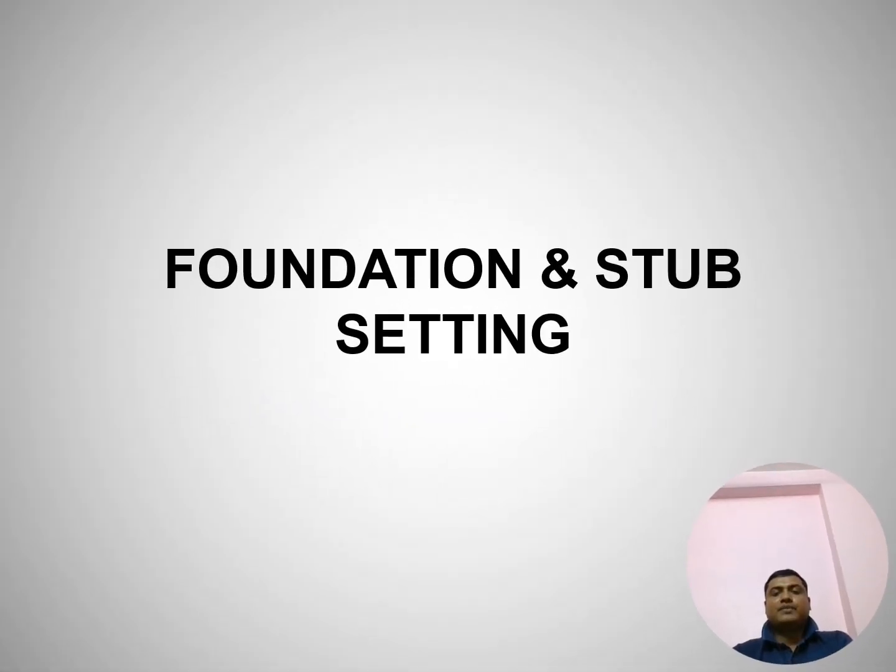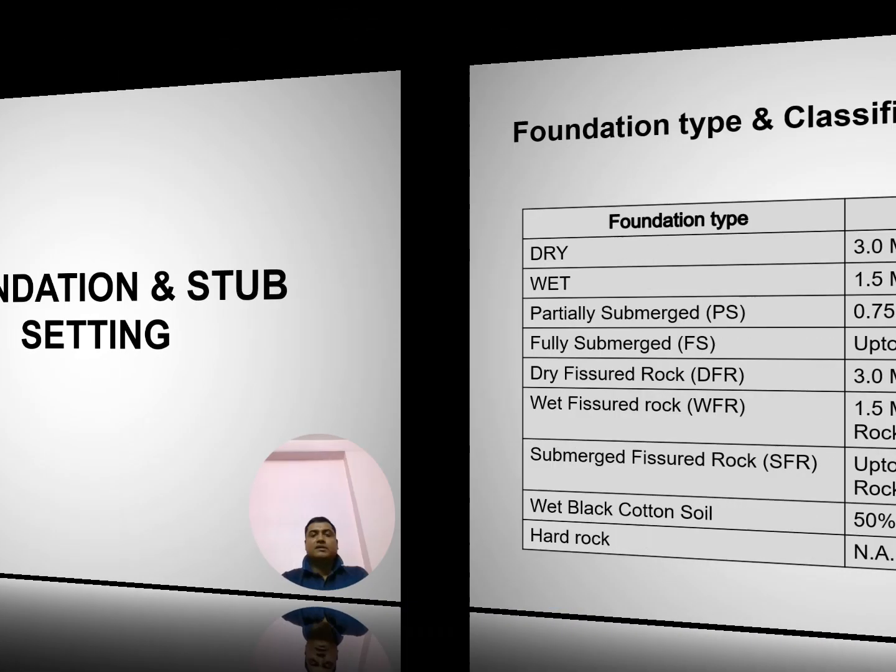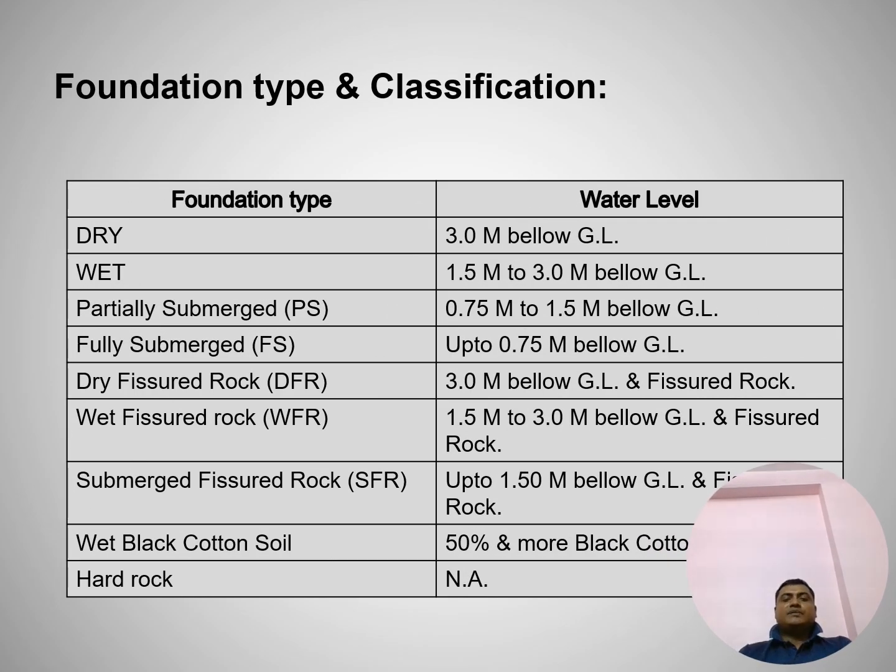Now I am coming to the foundation and stub setting. Basically, foundation of tower depends on the type of soil. The different types of soil are like dry type soil, wet type soil, and pasture, depending on the water level of the soil, and for different types of soil the foundation is also different.